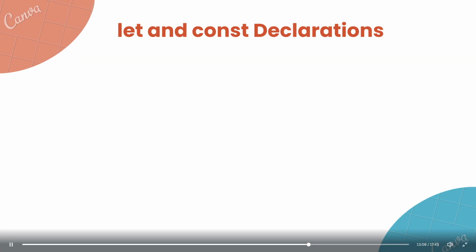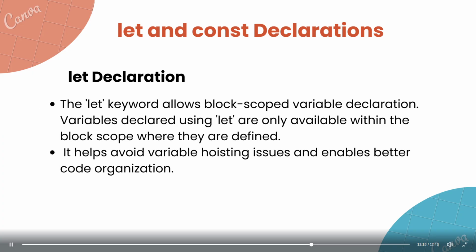Let and const declaration. Let's discuss the let declaration. The let keyword allows block-scoped variable declaration. Variables declared using let are only available within the block scope where they are defined. It helps avoid variable hoisting issues and enables better code organization.